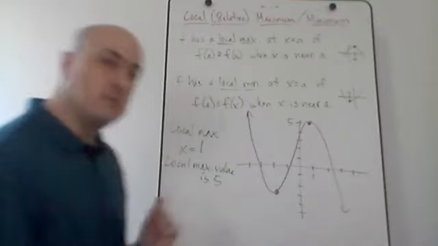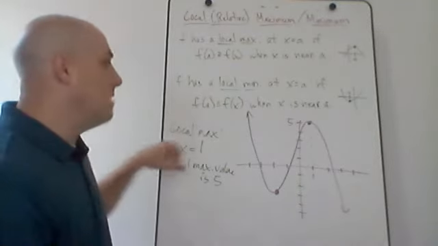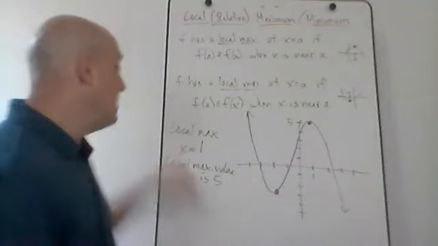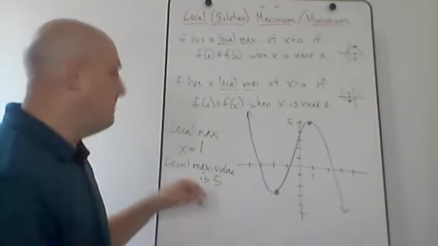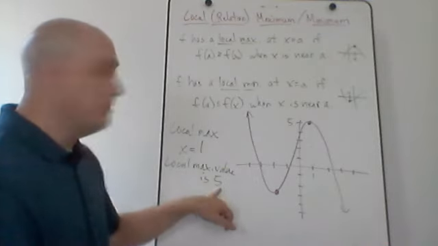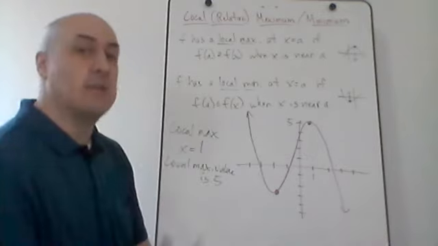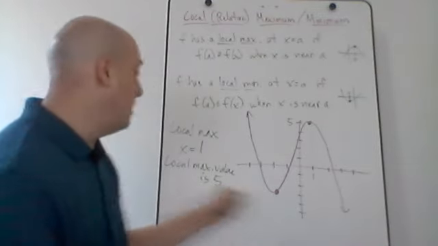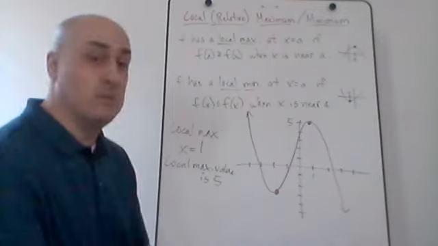So there's two different ways to answer that question depending on how it's worded. If the question says, where does this graph have a local maximum, the answer is it has a local maximum at x equals 1. If the question says, what is the local maximum value of this graph, it would be 5, because that's the y-coordinate of that point. That's the actual value of the function when x equals 1. So the local maximum value is 5. The local maximum occurs at x equals 1.